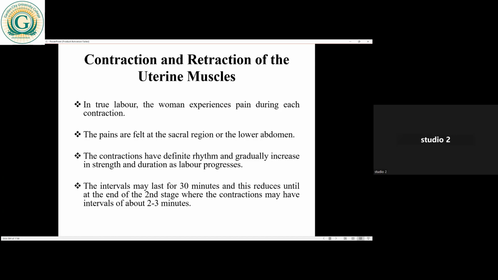The contractions, and the duration of time between them, reduce. If she is contracting and relaxing within 10 minutes, it will come to a point of contracting and relaxing within 7 minutes. As and when the labor is progressing, the intervals may last for 30 minutes, and this reduces until the end of the second stage, where the contractions may have intervals of 2 to 3 minutes. So the contraction comes and then the interval reduces, and in the process, it will be pushing the baby out.